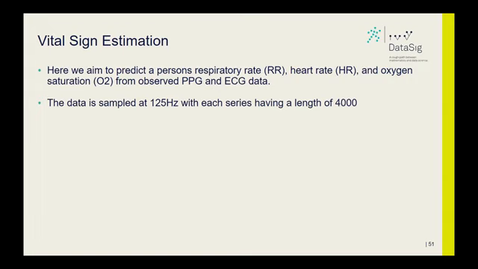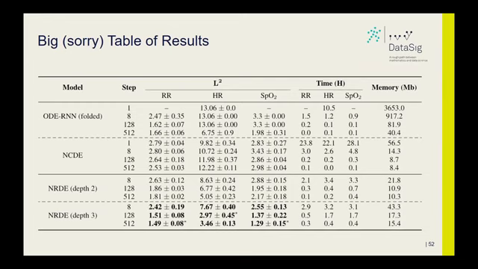And so this data was sampled at 125 hertz, and each sample has a total length of 4,000 time points. I apologize for the large table, but basically the story to take away here is that the bold values represent the best performers for a given step size, and you can see the neural differential equation, in this case the depth 3 model, is significantly better than any of the other performers at reduced time and reduced memory requirements, in the sense that at a step size of 512, the best performance is actually achieved.